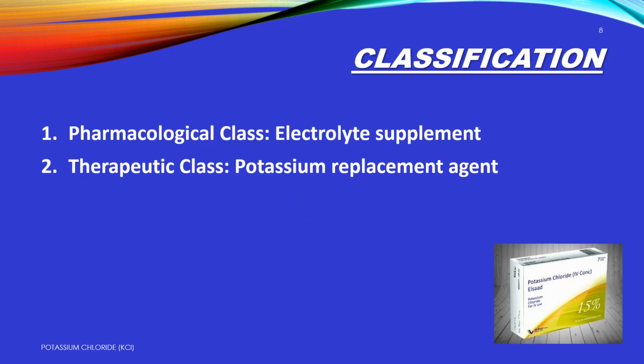Classification of potassium chloride. 1. Pharmacological class. Electrolyte supplement. Potassium chloride helps maintain or restore the balance of electrolytes in the body, which is crucial for various physiological functions. 2. Therapeutic class. Potassium replacement agent. KCl is specifically used to treat or prevent low potassium levels, hypokalemia, in the blood, helping to restore normal potassium levels and alleviate related symptoms.